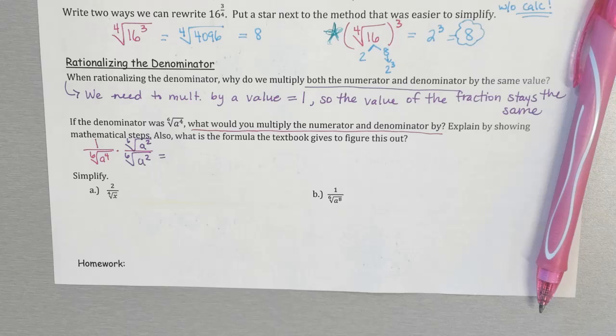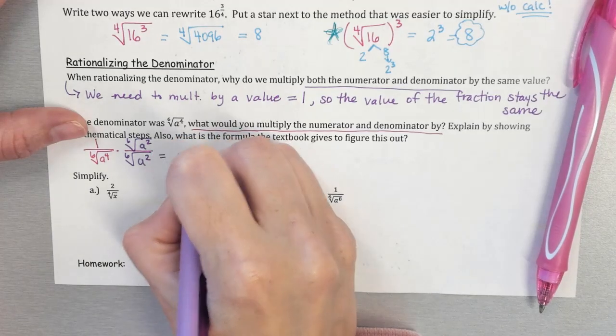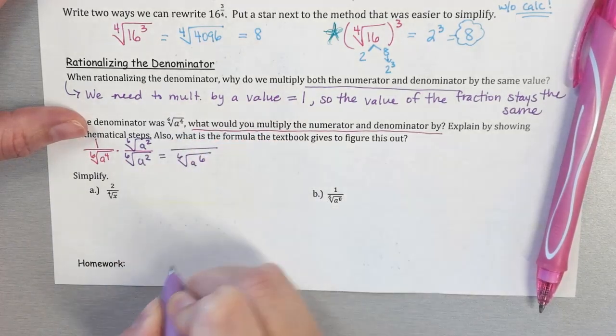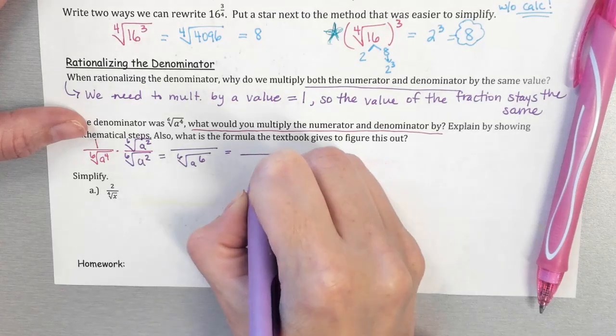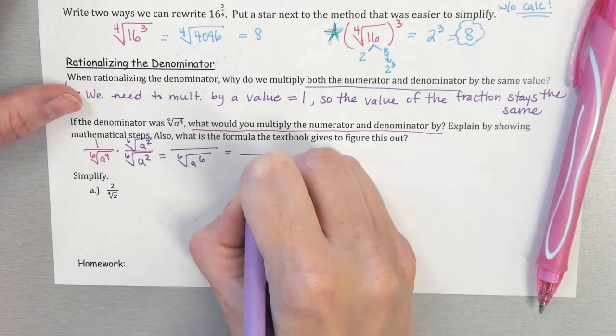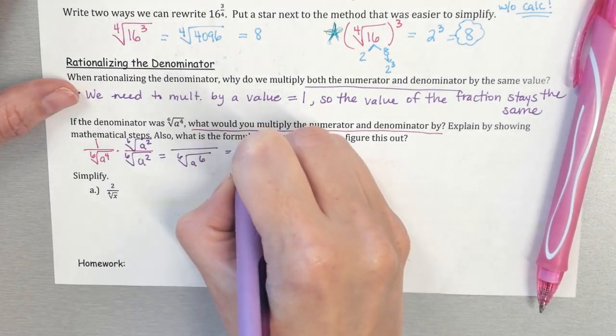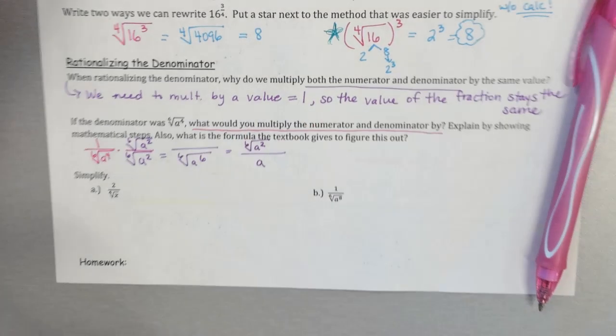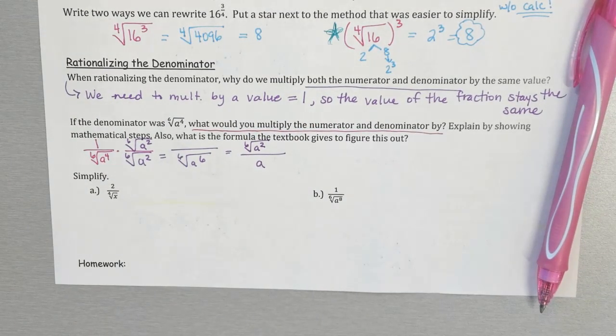So the 6th root of a to the 4th times the 6th root of a squared is going to be the 6th root of a to the 6th. And then those would cancel out. So what would you be left with on the bottom? A. And then the top would just be the 6th root of a squared. And you can't simplify that anymore. This number inside the radical should always be less than your index number. So if this is more than that, you can simplify. If it's less than, you're good.